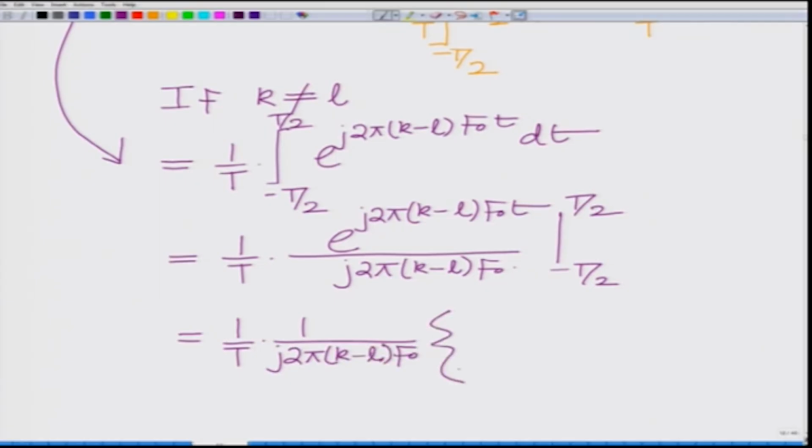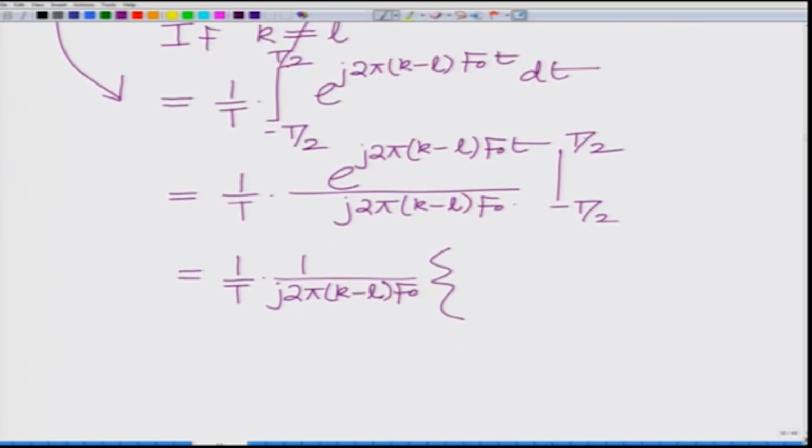Now, e to the power of j 2 pi (k minus L) f naught t is evaluated at capital T by 2. Remember, we have to use the property f naught equals 1 by T, which implies f naught T equals 1. Using this property, this becomes e to the power of j 2 pi (k minus L) f naught into T by 2, and f naught T is 1. So this becomes e to the power of j pi (k minus L) minus e to the power of minus j pi (k minus L), evaluating at minus T by 2.